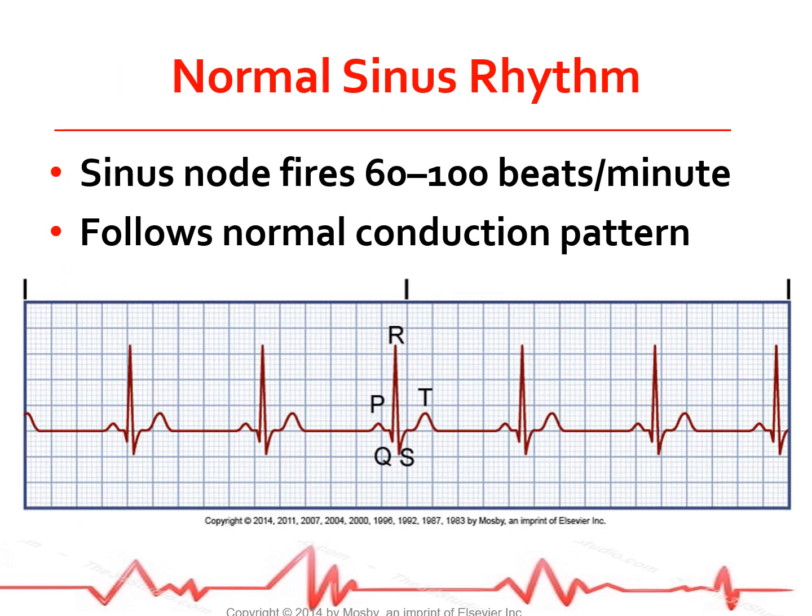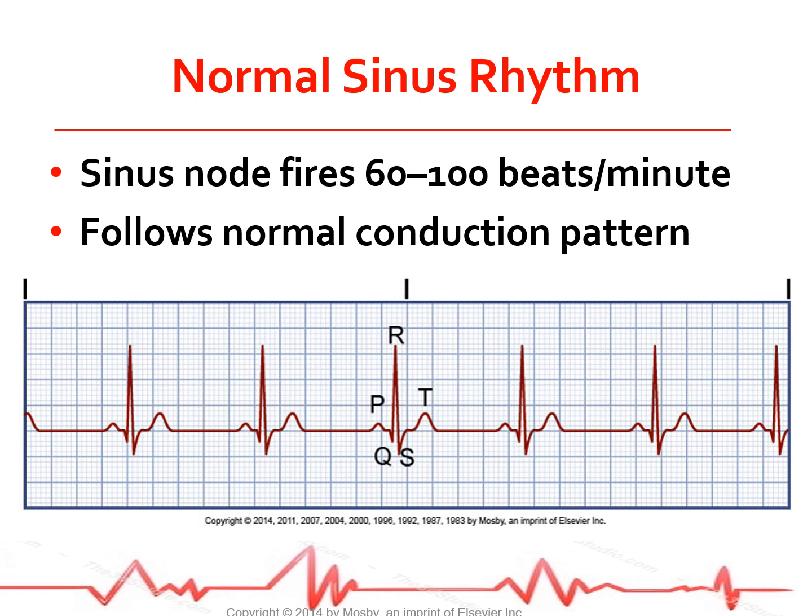Just so we have some comparison, this is normal sinus rhythm. If we count every QRS complex, there are 6 of them. So this heart rate is 60, which is within our SA node range, let's say 60 to 100 beats per minute. And this follows a normal conduction pathway.